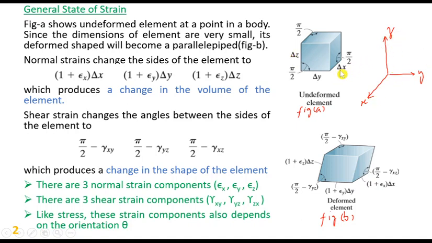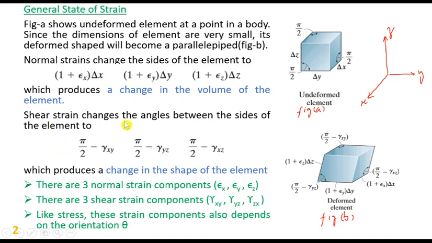So this delta x side has changed, after deformation, to 1 plus epsilon x into delta x by applying the definition of normal strain. Delta y will become 1 plus epsilon y into delta y. Delta z side will become 1 plus epsilon z into delta z. Which produces a change in the volume of the element. So normal strain will cause change in volume.